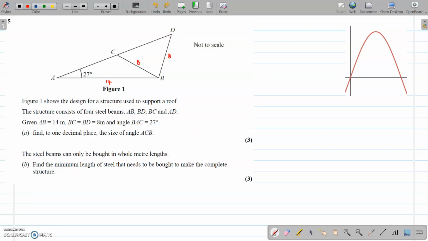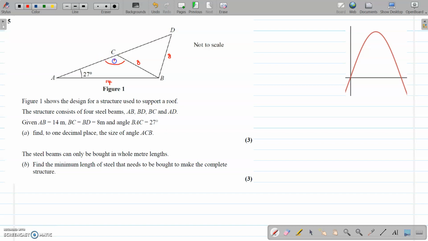Okay, so I've just read through the question and added some of that information onto the diagram, so it's always worth doing that. So I put the 14 here, the 2 8s, meaning that this is a small isosceles triangle. Diagram not to scale, so just be wary of that, because it may not quite appear as it should do. And we've got to find to 1 decimal place the size of angle ACB, which I'm going to call theta. That's this angle in here.